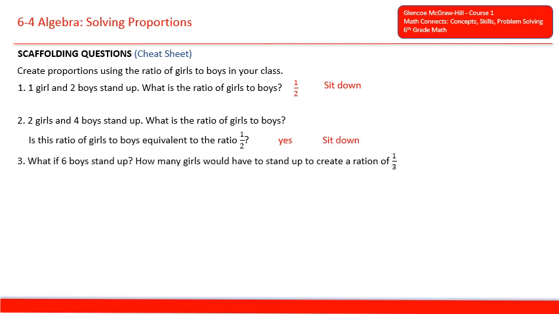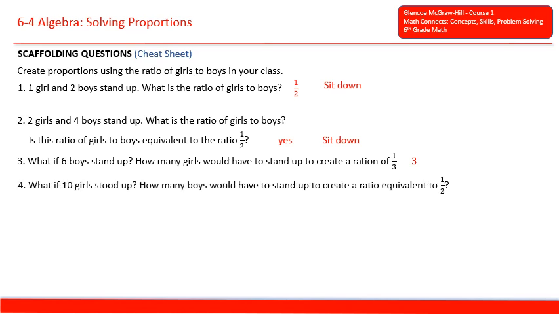Sit down. Number 3, what if 6 boys stand up? How many girls would have to stand up to create a ratio of 1:3? 3. What if 10 girls stood up? How many boys would have to stand up to create a ratio equivalent to 1/2? So if 10 girls stood up, and we need a ratio of 1:2, 20 boys would have to stand up.